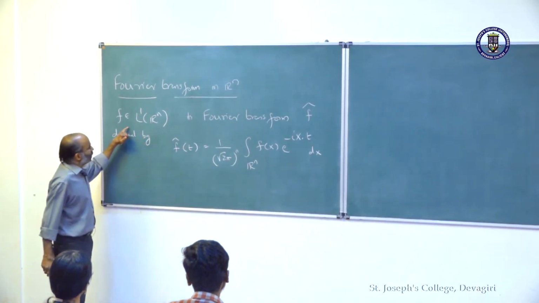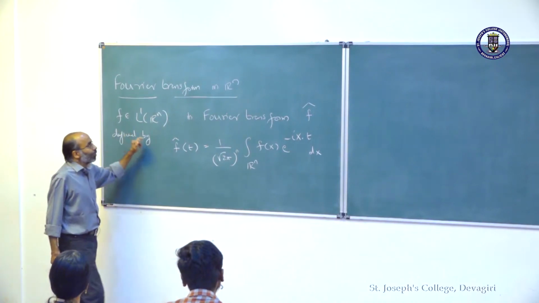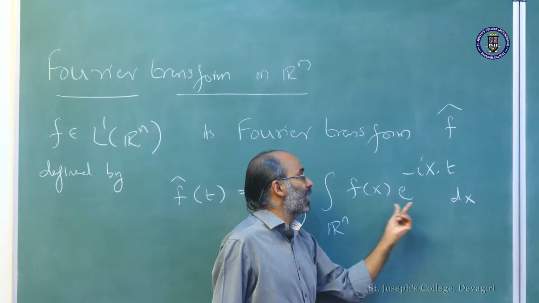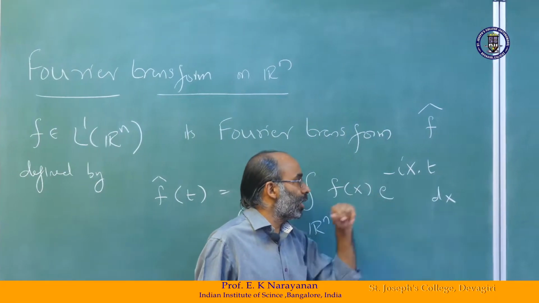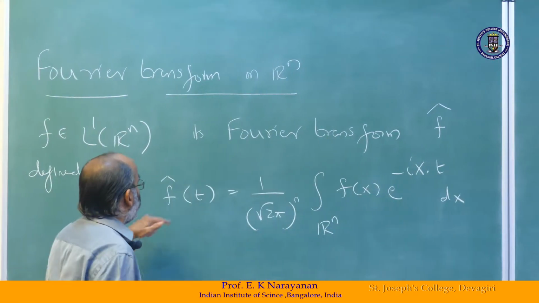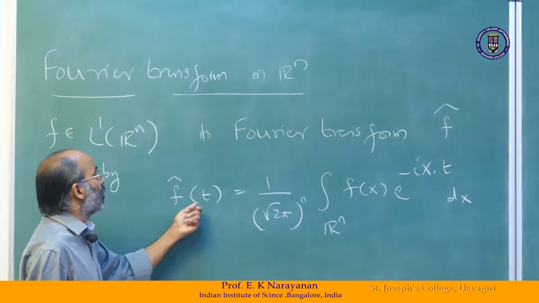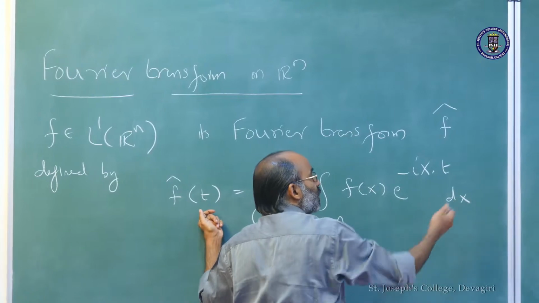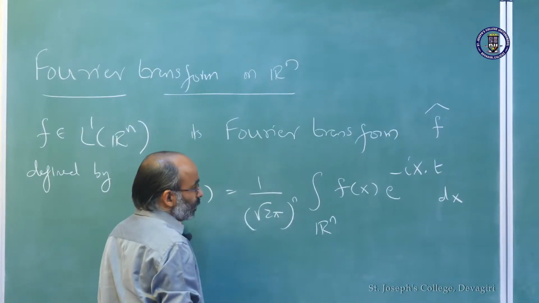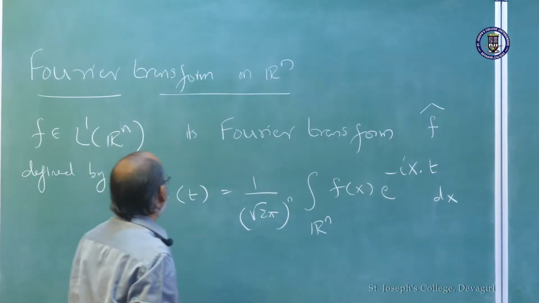So, I am taking a function in L1 and I am looking at the integral of f against e to the minus i x dot t, where x dot t is the usual inner product on Rn. So, it is a function defined on Rn. For each t in Rn, I have an integral which gives me some number. So, f hat is a function defined on Rn.